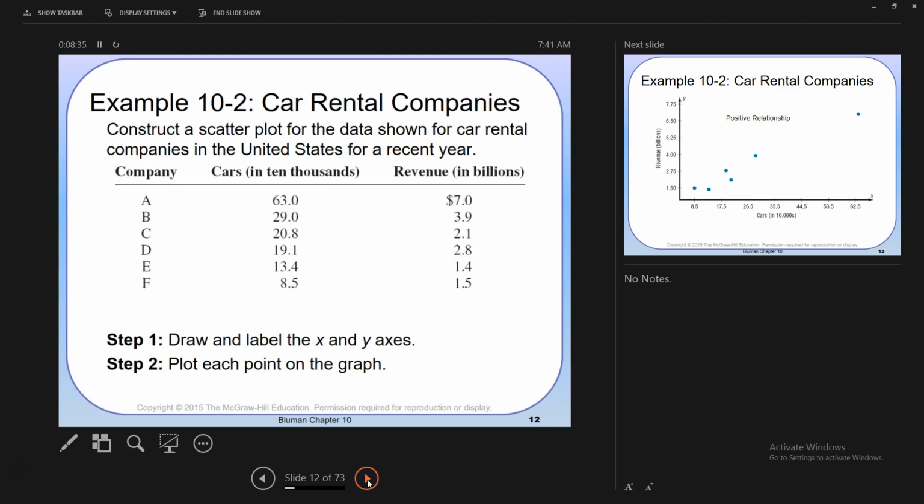So for instance, they gave us this example with car rental companies, and the cars would be the input and the revenue would be the output. So this would be graphed on the X-axis and this would be graphed on the Y-axis. One of the first things that you need to decide is what intervals you want to go by on the X-axis and what intervals you want to go by on the Y-axis. So for this data, they kind of used weird intervals. I would have probably just used tens on the X-axis since we have to get up to 63. I would have just gone 10, 20, 30, up to 60 or 70. And then for the revenue, since it only goes up to 7, I probably would have marked that just by ones.